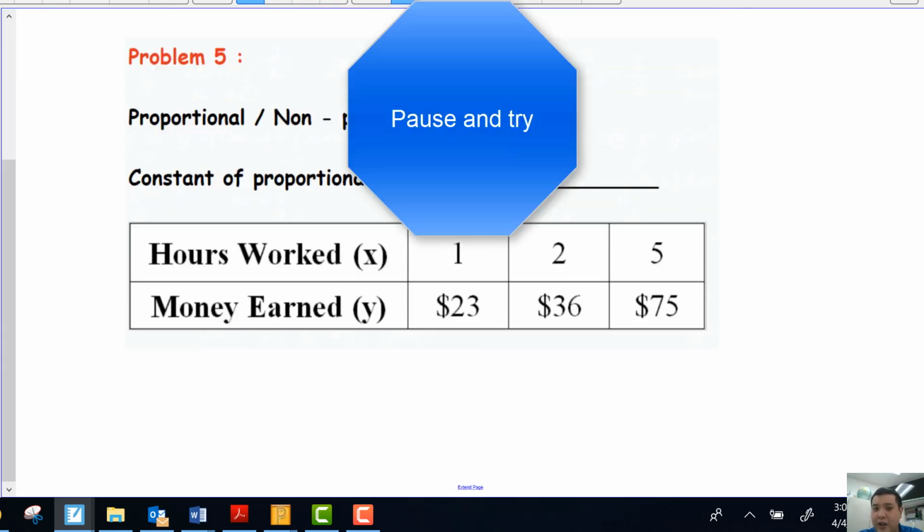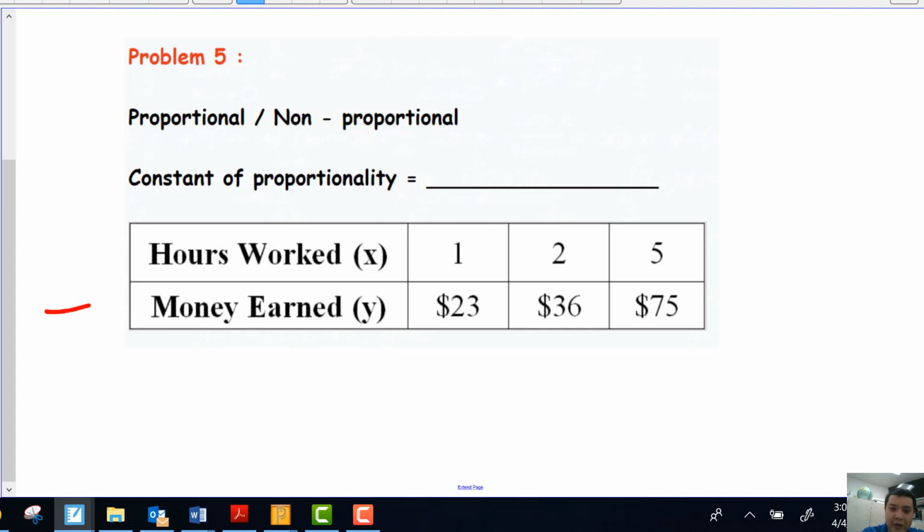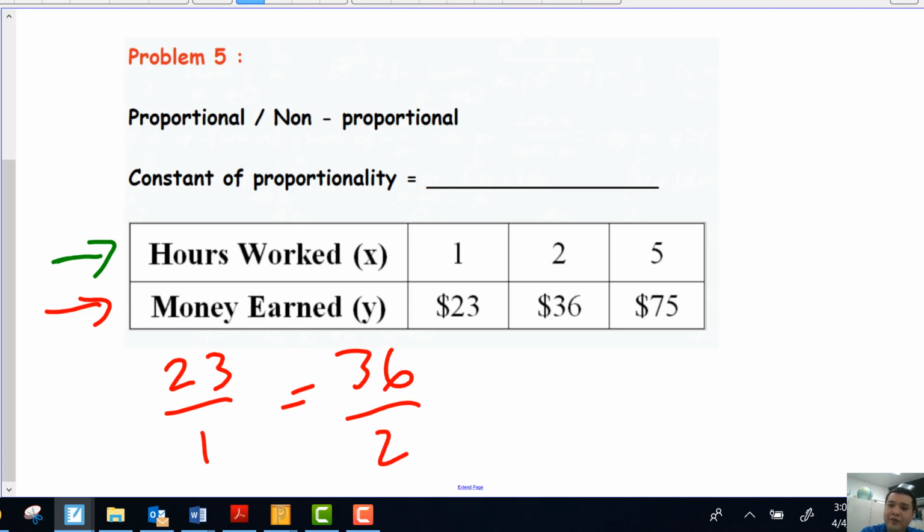Pause the video and try this one on your own. This one, again, we're going to divide the y, the dependent variable, by the x, that is, the dependent variable by the independent variable. So we have 23 over 1 is hopefully proportional to 36 over 2, which is hopefully proportional to 75 over 5. Let's try it out.